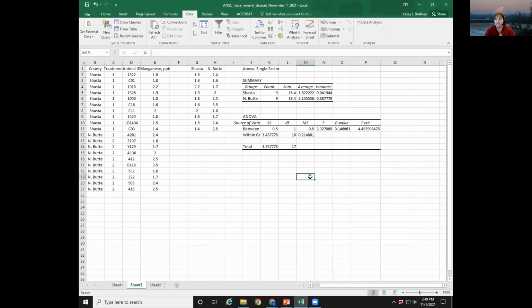Okay, and we're going to use this for the ANOVA quiz that is due this week. We're also going to use the same procedure for analyzing data from the compost project.